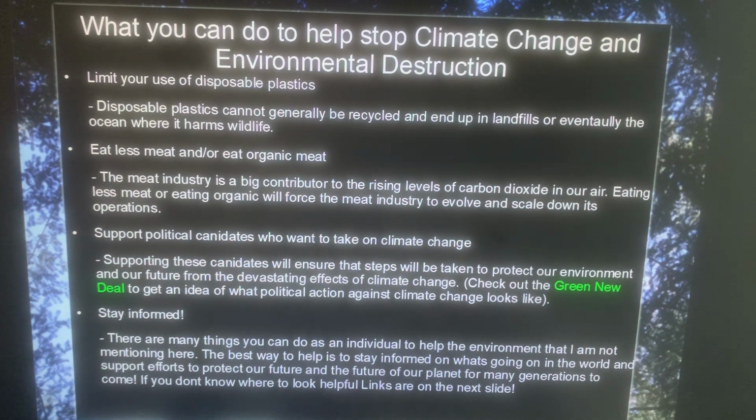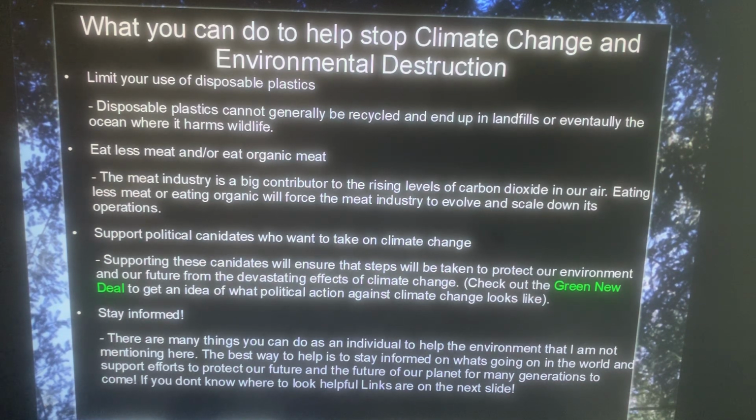You can also eat less meat or eat organic meat. This helps as well, because the meat industry is a big contributor to the rising levels of carbon dioxide in our air. Eating less meat or eating organic will force the meat industry to evolve and scale down its operations. You can support political candidates who want to take on climate change. Supporting these candidates will ensure that steps will be taken to protect our environment from the devastating effects of climate change.